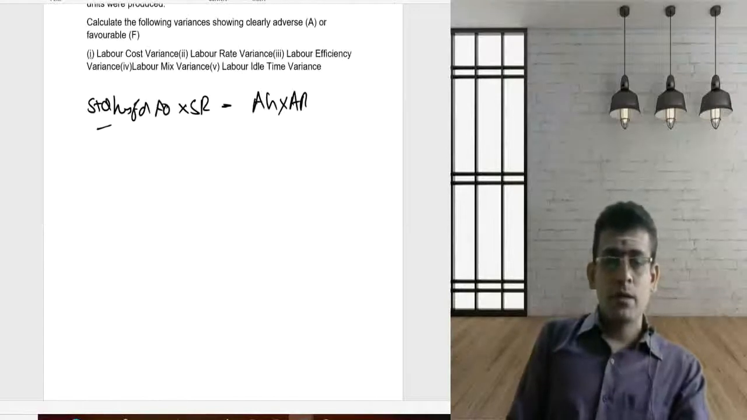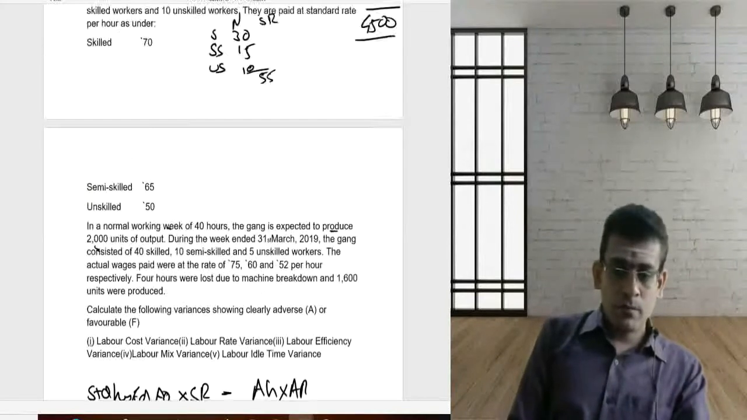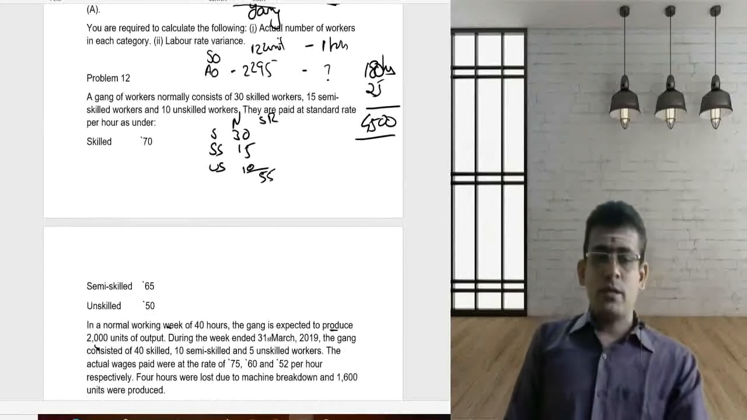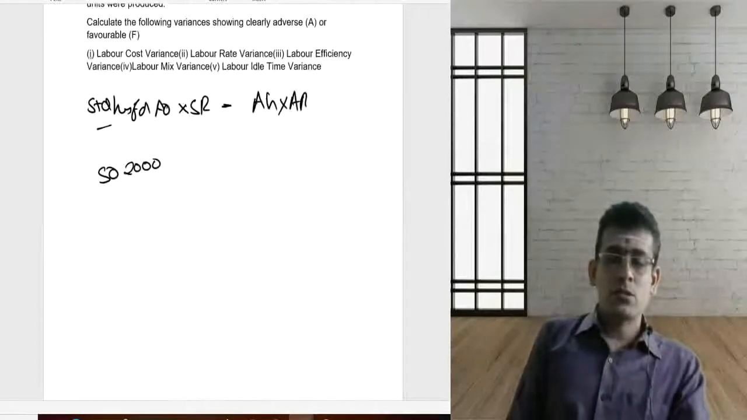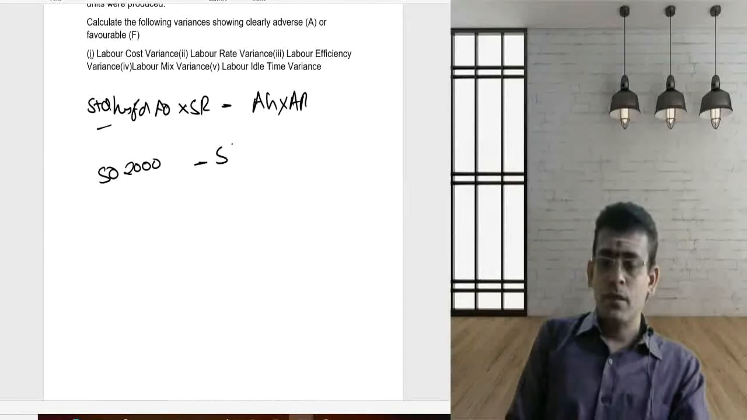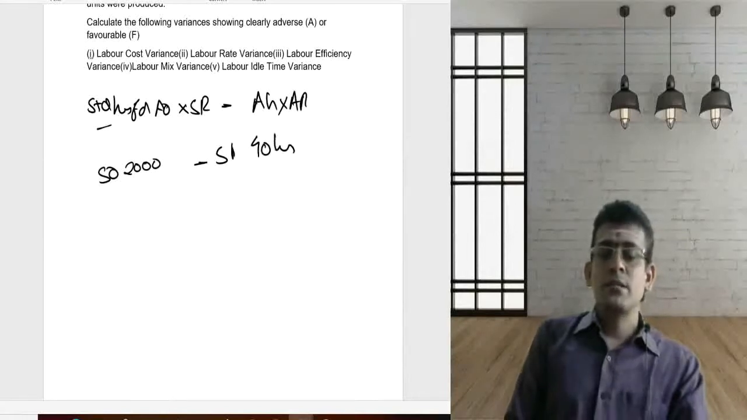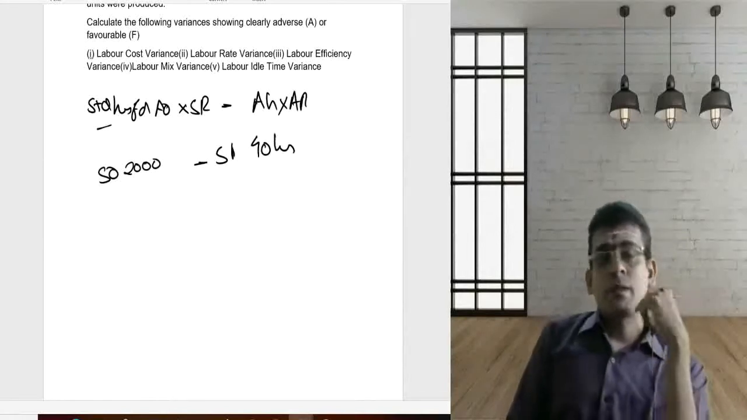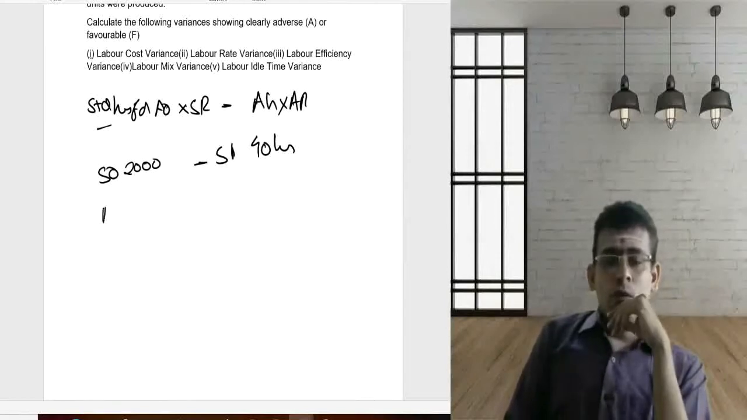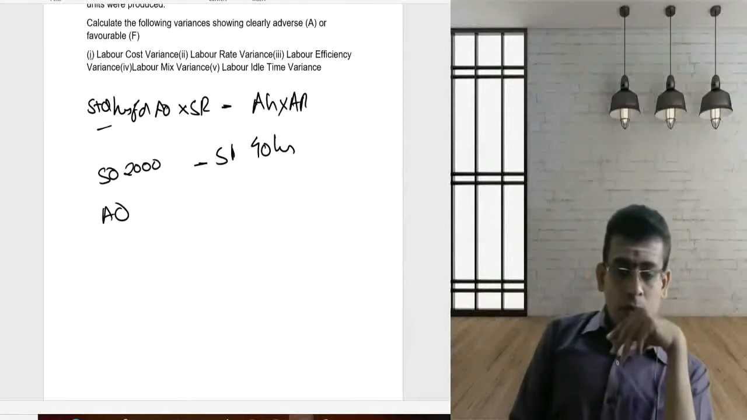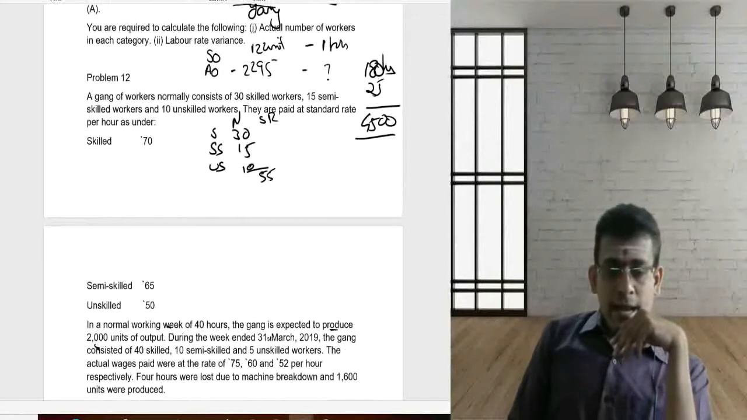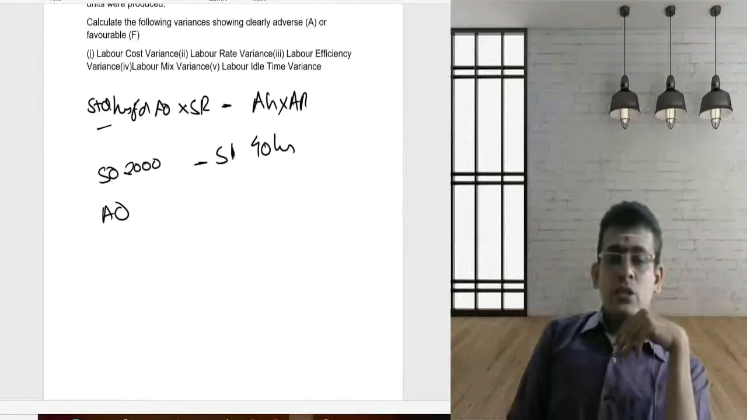What is the meaning of that? Standard output is 2000 in how many hours? 40 hours. Standard output is 2000 in a standard unit of 40 hours. That means if one worker spends 40 hours, they can produce 2000 units. What is your actual output? Now the gang is actually producing 1600 units. So actual output was 1600 units.